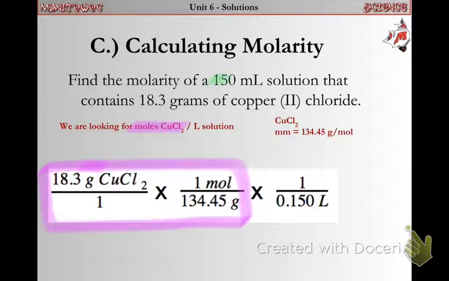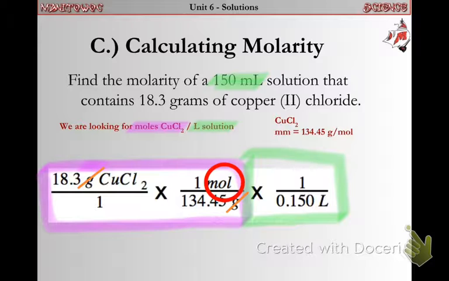So we have to make sure that we take 150 milliliters and we convert it into liters. For those of you not really comfortable with your metric conversions, that's just dividing by 1,000. So that'll give us liters of solution, and that's what I'm doing in the green box here on the right side of the page. So at the end of the day, if we look at our cancellations, our grams are going to go away. And what are we going to be left with?